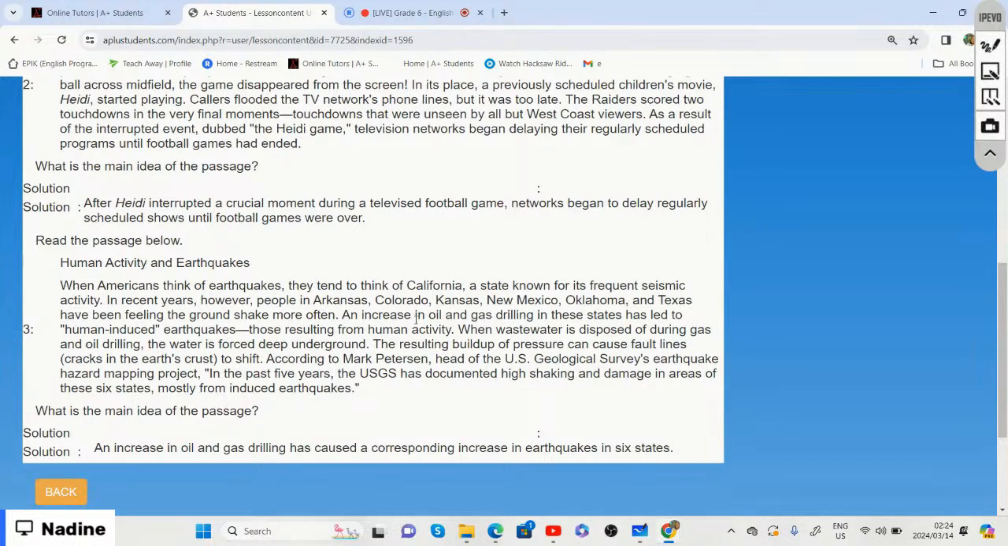All right. And they're saying that an increase in oil and gas drilling has caused a corresponding increase in earthquakes in the 6 states.